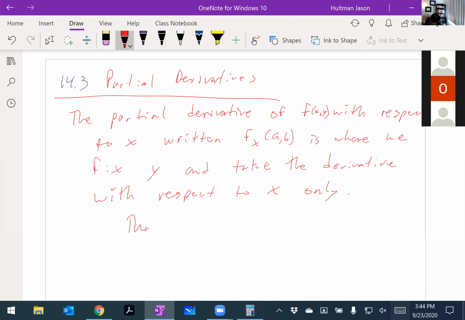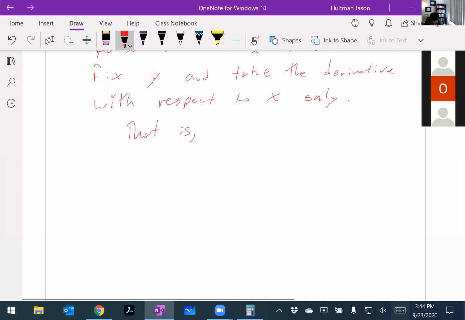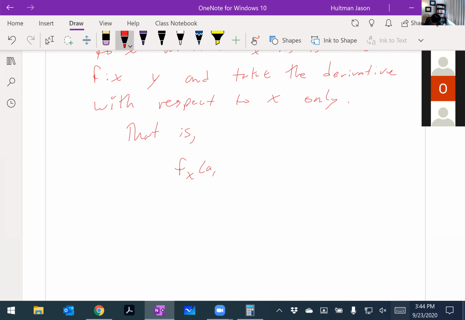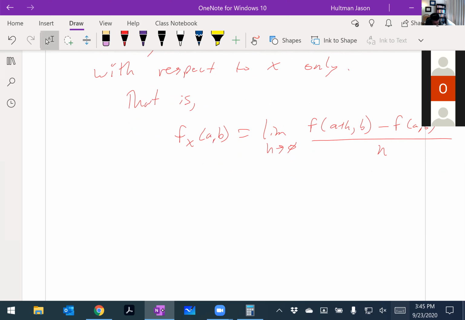That is, f sub x evaluated at a, b is equal to the limit as h goes to 0 of f of a plus h comma b minus f of a, b all over h. So that's the partial with respect to x. Okay, f sub x at a, b.